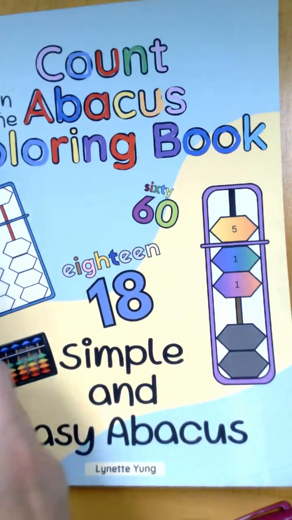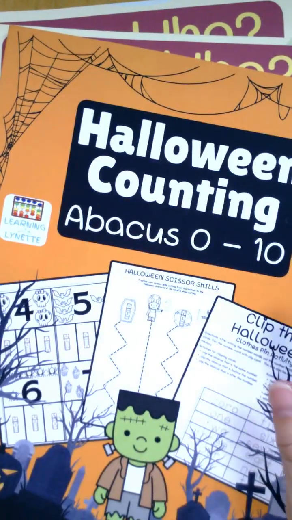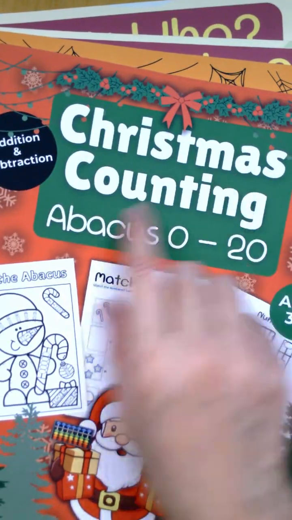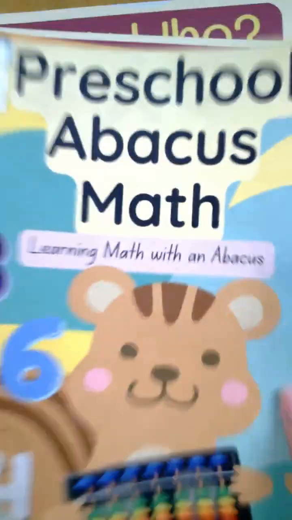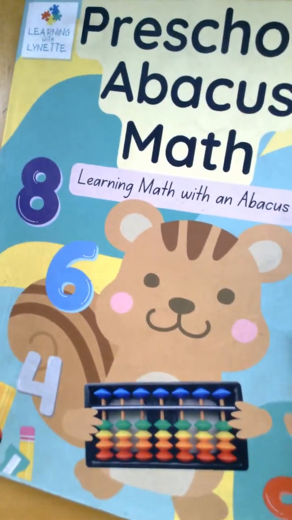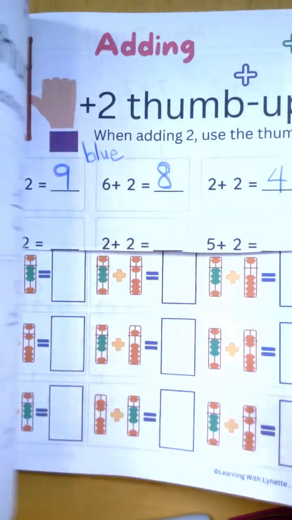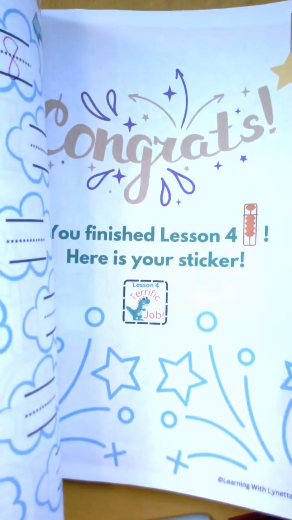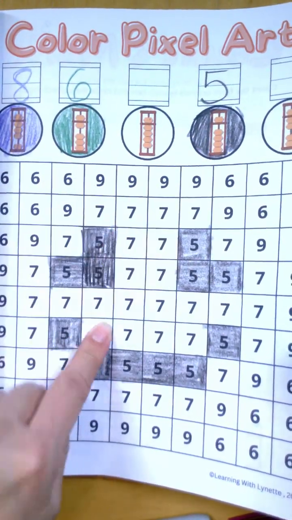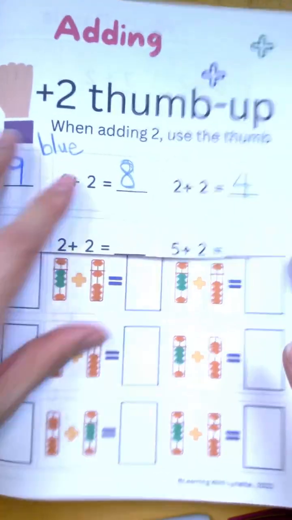So we have the coloring book, we have the +10s, the +5s, the Halloween one, the counting Christmas one, and then we have the Abacus preschool one. This one, the Abacus preschool one, was my first one that I ever did. And so what I did was talk about how to read the numbers and how to understand what the bead recognition is and all this and that. And then it goes into adding and subtracting.